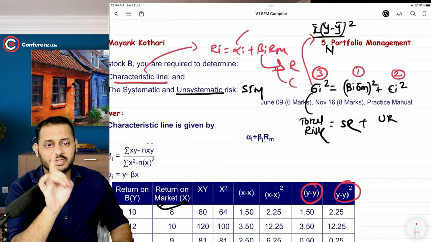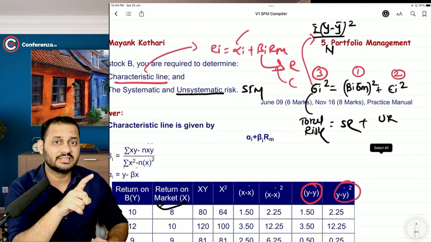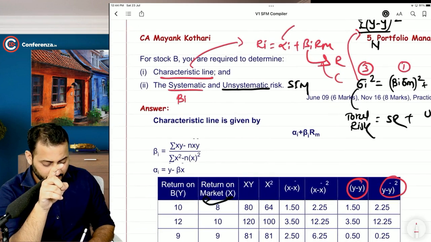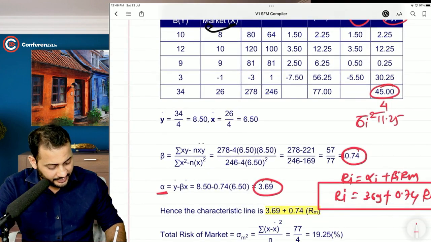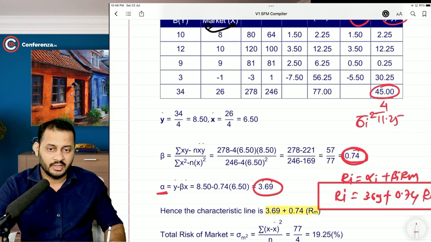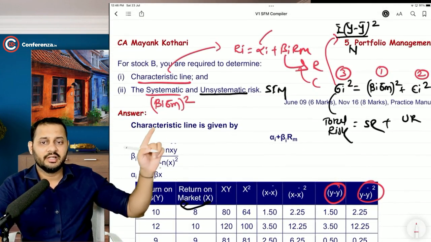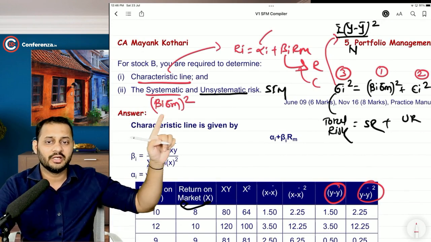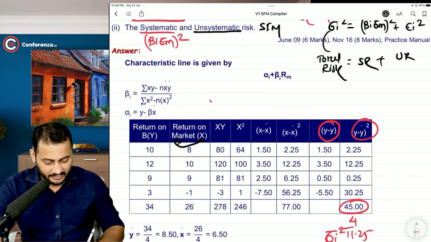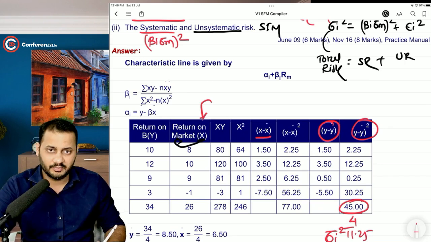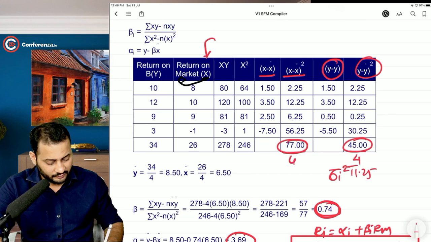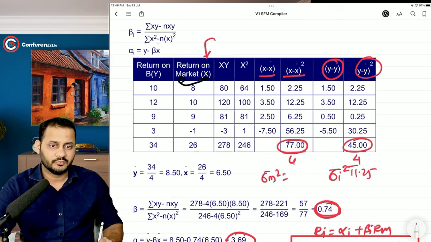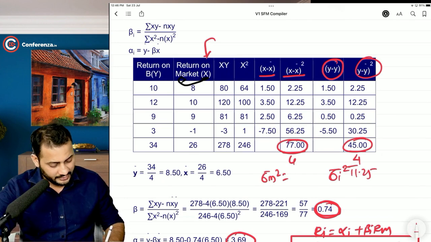11.25. Now the only thing that we need to find out is the systematic risk, which is nothing but beta I standard deviation of m whole square. We have already calculated the beta here, 0.74 in the first part. And then standard deviation of m square. That means we have to calculate the market standard deviation as well. Market return is denoted as x. So x minus bar x. Then in order to remove the negativity, do the square of x minus bar x, do the total of it, and then divide it by 4 to find out the market variance. The market variance will be 19.25.